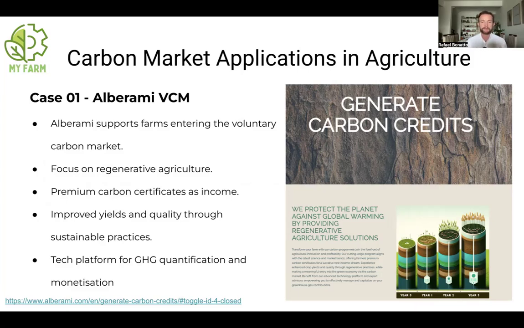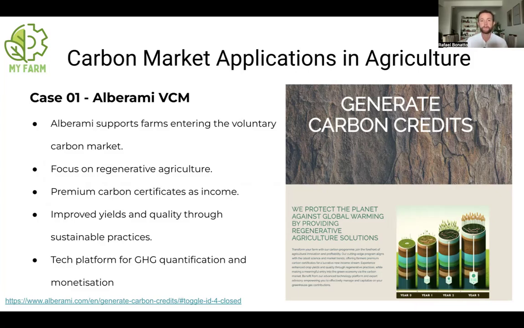This initiative talks about Alberami, the voluntary carbon market, which comprises supporting farmers entering the voluntary carbon market. It makes it easier for smallholders to understand how to step into the market and make it real. To date, they have more than 200 farmers already engaged in the project in different parts of Italy, okay?